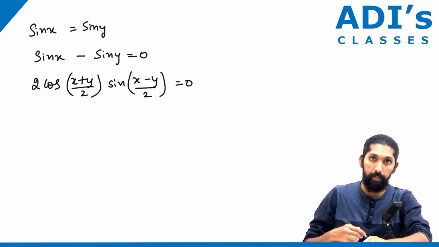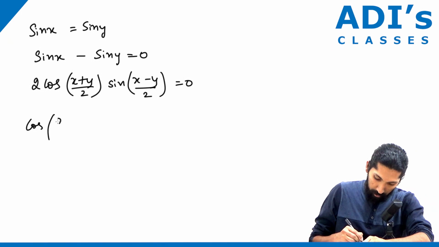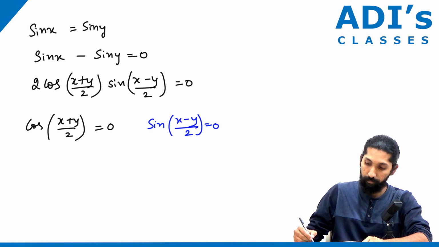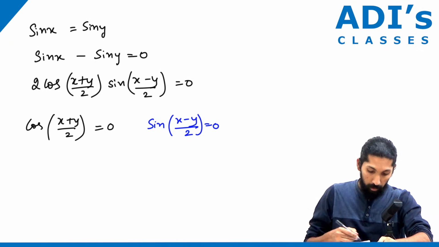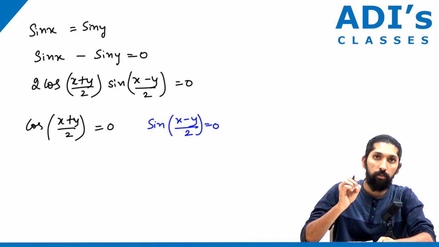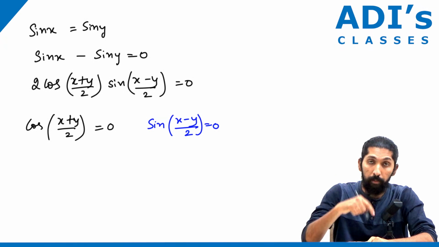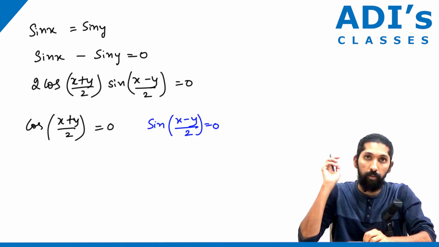One of the possibilities is that cos of (x plus y) by 2 is equal to 0, one case, or sin of (x minus y) by 2 is equal to 0. Two possibilities. Either this is 0 or that is 0. Now, if cos of (x plus y) by 2 is equal to 0, for what values can we have cosine as 0? Either pi by 2, 3 pi by 2, or 5 pi by 2. Basically, odd multiples of pi by 2.